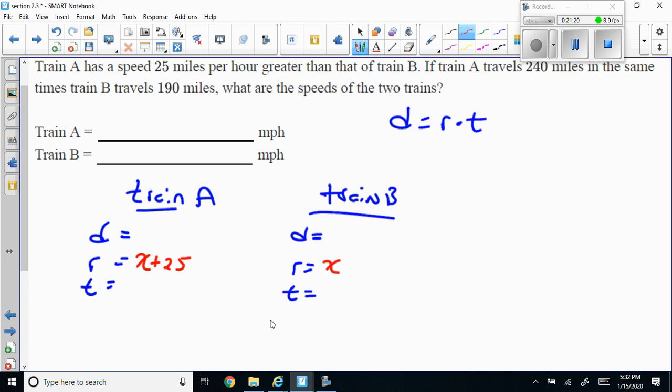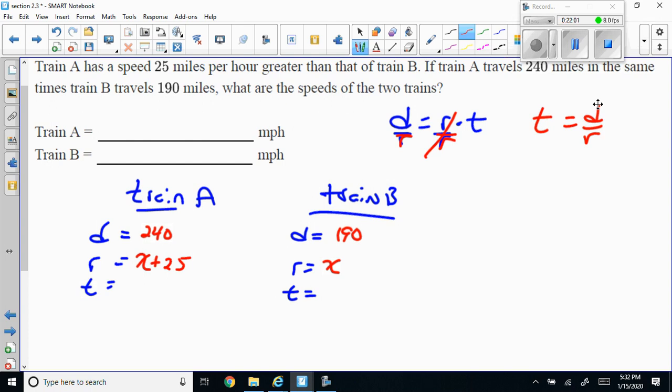Train A travels 240 miles in the same time that train B travels 190. So that 240 and 190 are distances. So that's 240 and that's what? 190. Okay, ready? So kind of like what we did before, we've got time, right? So we need to solve this equation in terms of time. If we do so, it's divide by R. Let me do this in red so you can see it. Divide by R to both sides. So time would equal D over R.